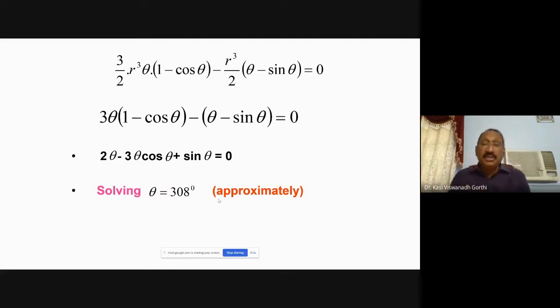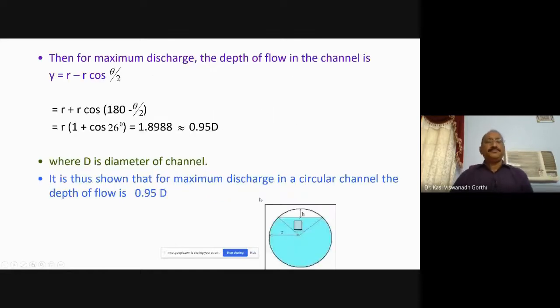But please note what equation we have used here. We have used Chezy's equation, Q is equal to C A root R S, or V is equal to C into square root of R S, based on which the discharge Q would be equal to C A into square root of R S. Using that equation, we have obtained the condition for the most economical circular channel section for maximum discharge as theta equal to 308 degrees.